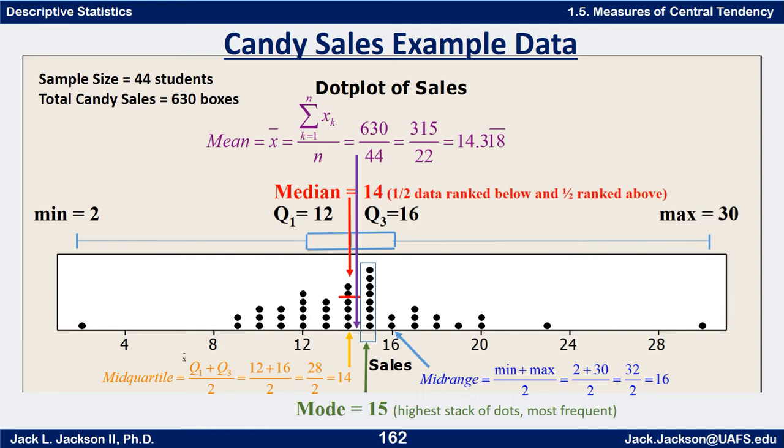The most common amount sold was 15. That was the mode. The median is 14 because half of the kids, at least in this ranked list, sold below that, and half were ranked with sales above that. The mid-quartile was also 14. The mid-range was 16. So anyway, those are three different measures. They're all fairly close together, so we should see something roughly symmetric and mounded up in the middle, and that is in fact the case that we see here.